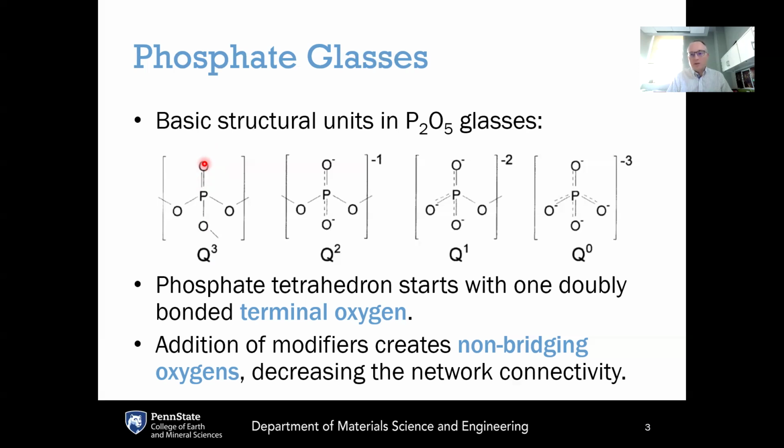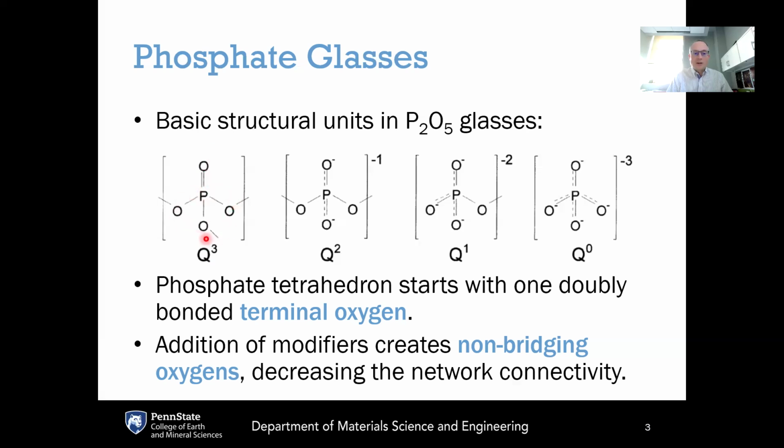Structurally, this behaves in a very similar fashion as non-bridging oxygens that we saw in silicate glasses and borate glasses. The difference is that this terminal oxygen doesn't need any modifier to terminate the bond there, just because of its double bond to phosphorus. There's no additional bond that provides any type of bridge here.